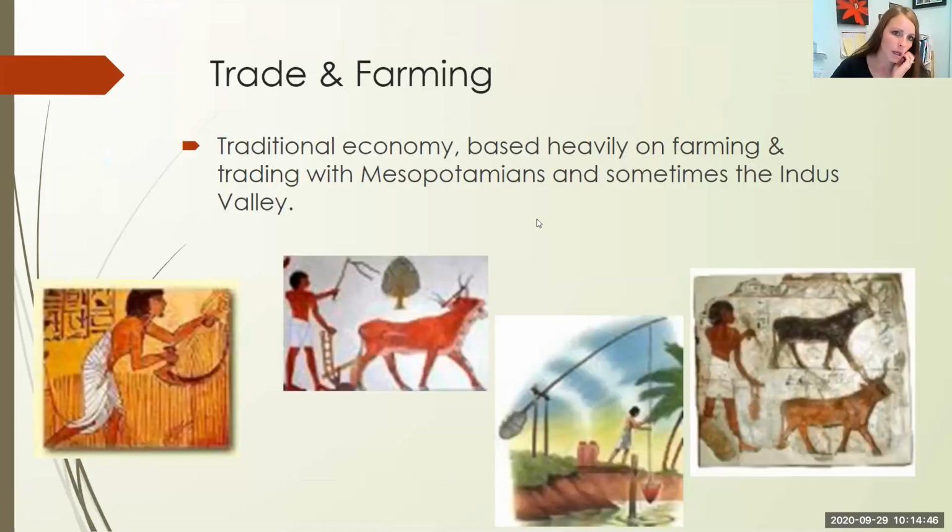So trading and farming with Egyptians, they relied heavily on farming. Farming was their number one thing, and how to get what they need. But they did do some trading with Mesopotamians and sometimes the Indus Valley civilization, but mostly it's a traditional type economy, meaning that they rely on farming mostly. So go ahead and fill that out for Egyptian trading and farming. Mostly farming, some trade though.